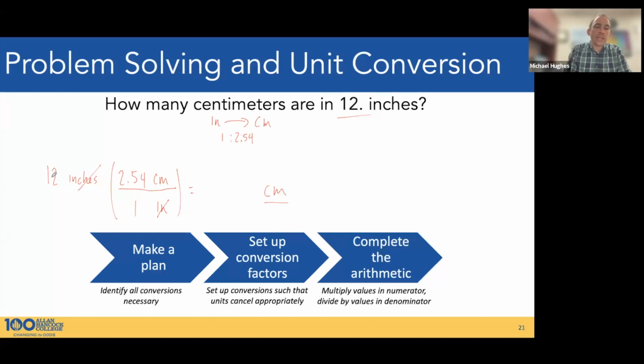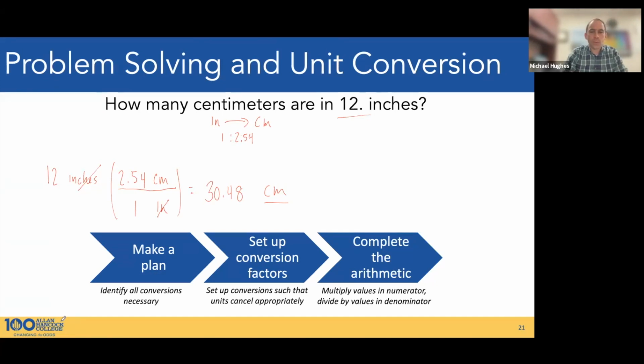And so then we take 12 divided by 1 is 12 times 2.54 centimeters, and that should equal 30.48 centimeters. So make sure that you're getting those values in your calculator, but when you multiply 12 by 2.54, you should get 30.48 centimeters.